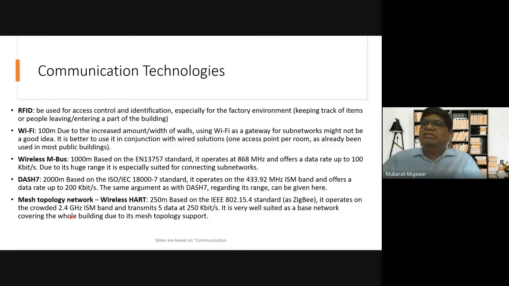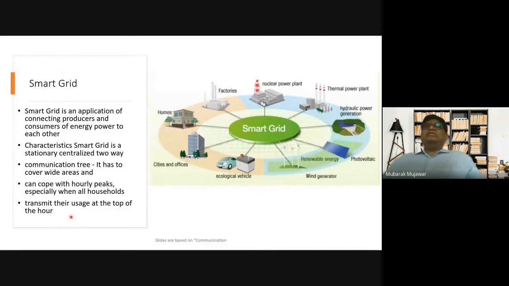Now the next application which I'm going to talk about is already present in many of the countries in the West, and even in India we have slowly started adopting this technology. This technology is known as smart grid technology. In smart grid technology, we have an electric grid which connects us to the power plants.